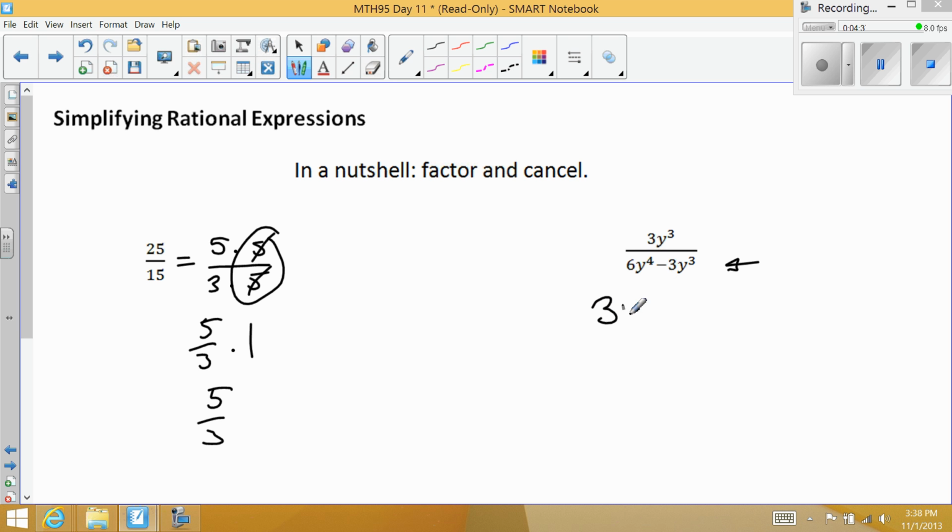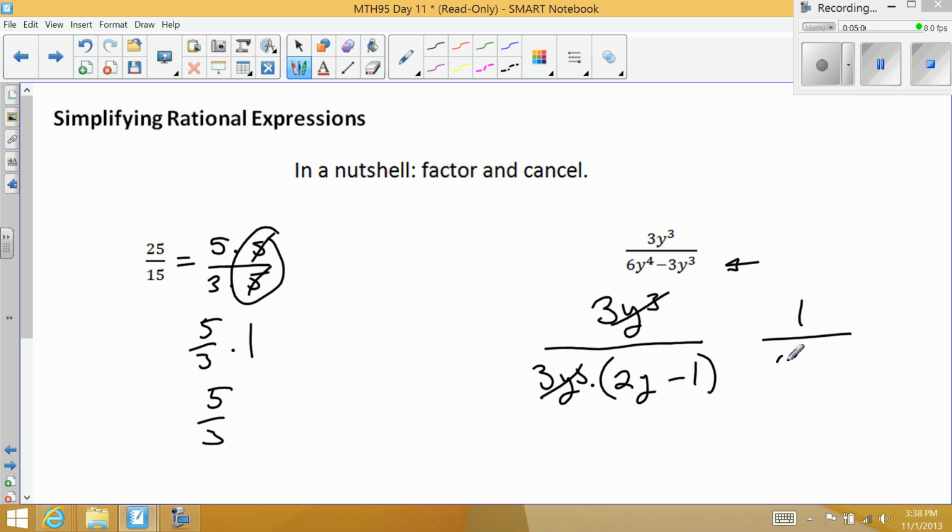So in the numerator we have 3y cubed. In the denominator we've got a common 3 and a common y cubed. So we can factor out the 3y cubed. That leaves behind a 2y subtract 1. And now this 3y cubed is a factor because it's joined by multiplication. And we can cancel. We'll have to put a 1 up in the numerator as a placeholder, and our reduced expression is 1 over 2y subtract 1.